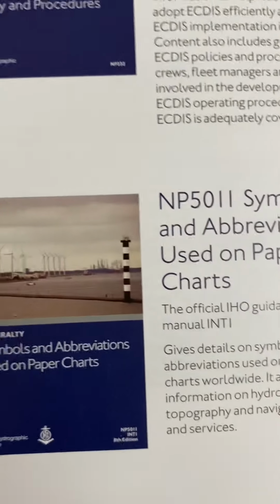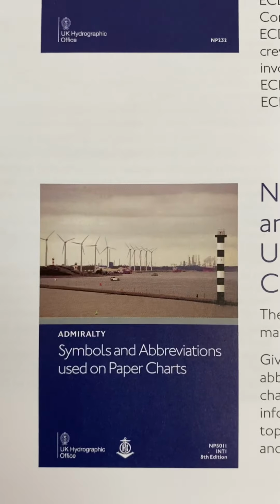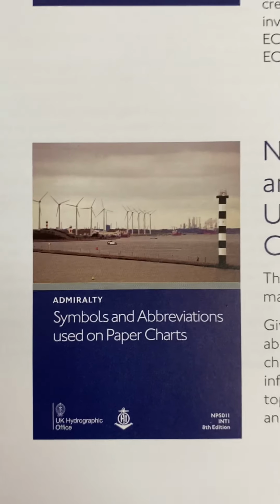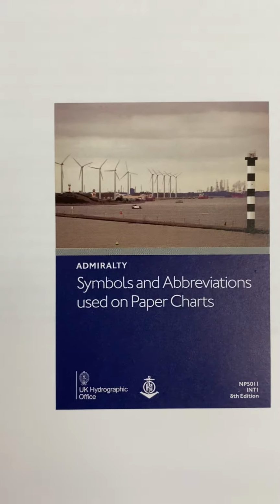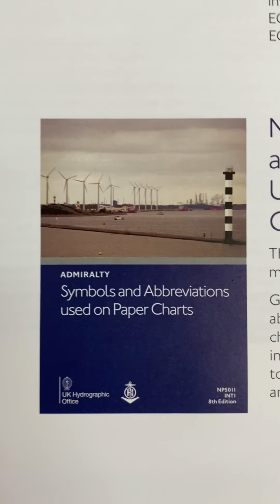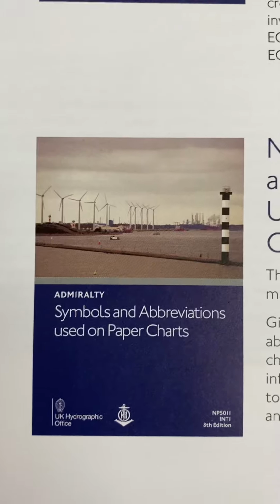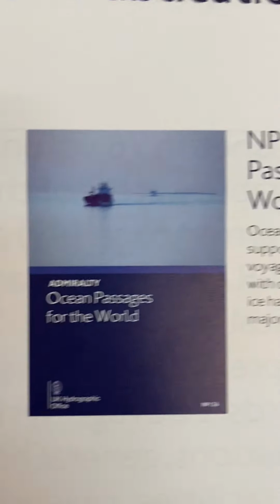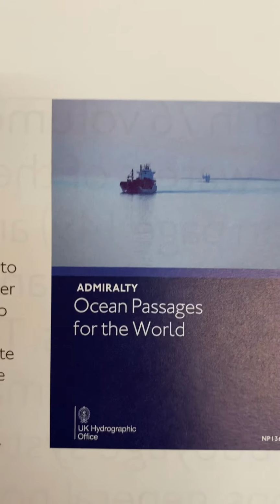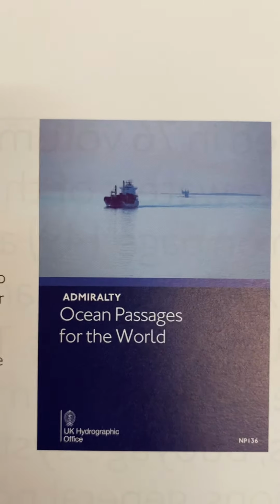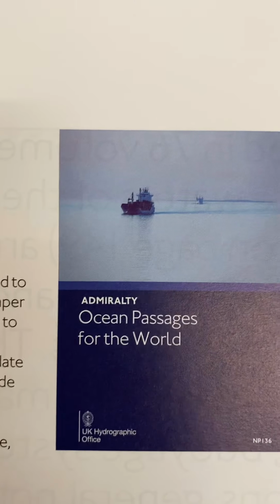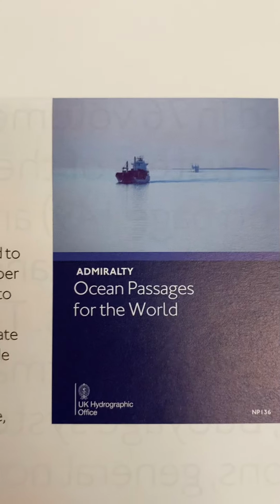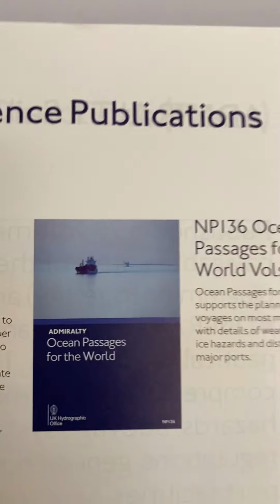Then we have the NP5011, which is the symbol and abbreviation used on paper chart. Very necessary, especially for the new officers, so they can have a guide if they don't know such symbol on the chart. Then we have also the NP136, which is what we call the passages. For the world, we have the volume 1 and 2. It supports the planning of deep sea voyage on most major route, with details of weather, current, ice hazard, and distances between major ports.